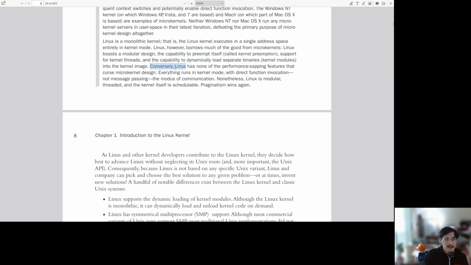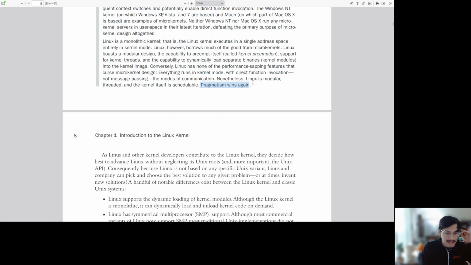Everything runs in kernel mode with direct function invocation, not message passing, because it is monolithic. It doesn't have these separate servers. Okay, so that's the mode of communication. Nonetheless, Linux is modular, threaded, and the kernel itself is schedulable. Pragmatism wins again.